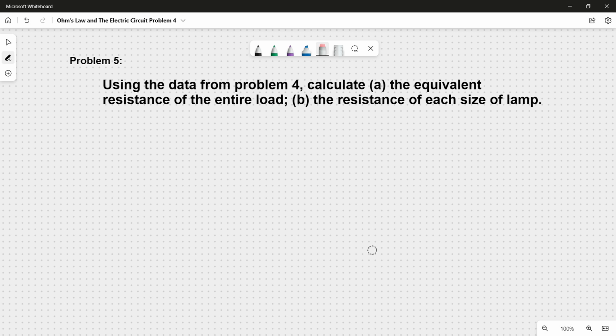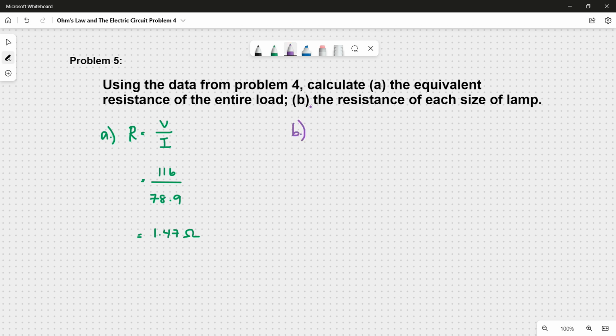Using the data from problem 4, calculate A, the equivalent resistance of the entire load, and B, the resistance of each size of lamp. For A, we can use the formula of resistance, which is R is equal to V over I. The voltage given was 116 volts, and the total current was 78.9 amps. And this is equal to 1.47 ohms.